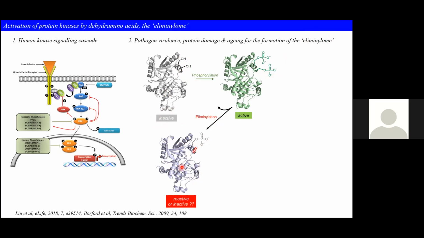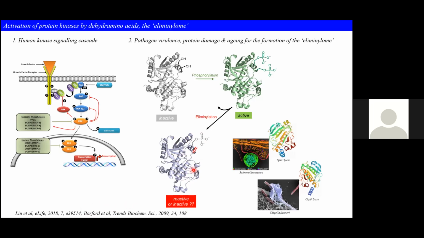We have different opinions. As shown here, the Buffalo group published a paper. They claim that this eliminon can inactivate the enzyme activity, but we have a completely different opinion. Why? First of all, eliminons form through three different pathways: protein damage, aging, and, most importantly, bacterial infection.